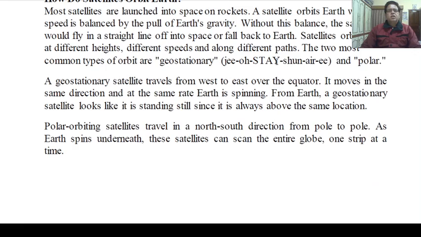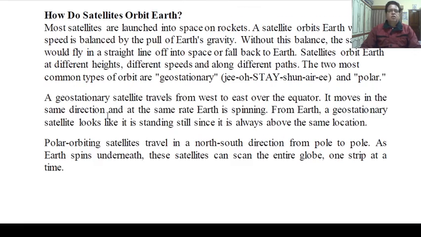How do satellites orbit Earth? Most satellites are launched into space on rockets. A satellite orbits Earth when its speed is balanced by the pull of Earth's gravity. Without this balance, the satellite would fly in a straight line off into space or fall back to Earth.